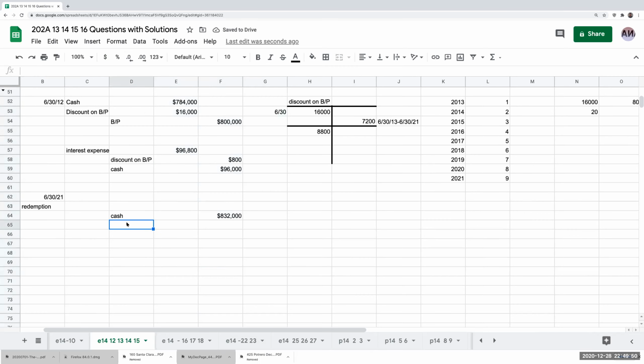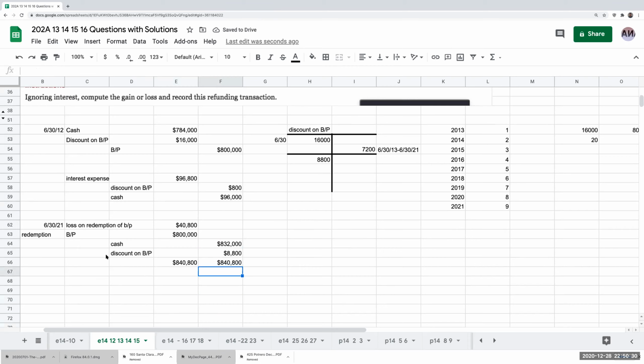The next thing I need to do is get rid of the unamortized discount, which is the 8,800. I'm crediting bonds payable for the full face amount of 800,000. So my loss on redemption of bonds payable is going to be, let's see here, 832 plus 8,800 minus 800, or 40,800. Just make sure that these add up. There we go. So that's my loss on redemption. That's how I record the redemption.